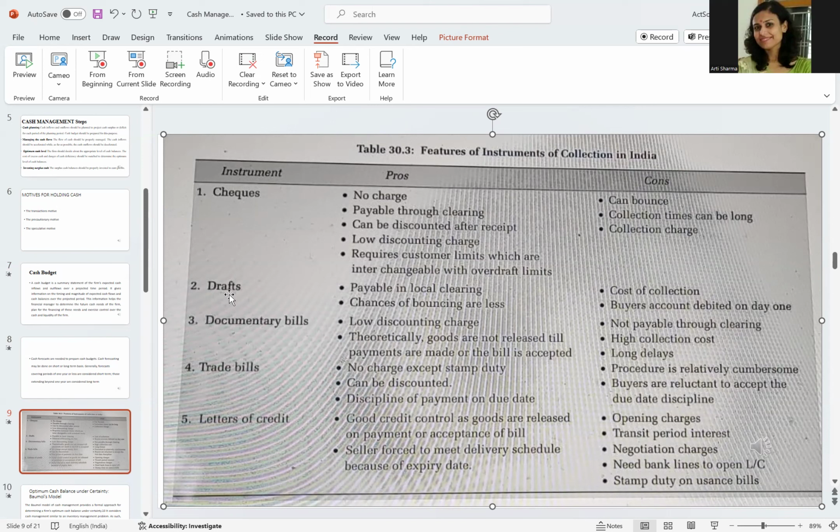Second are the drafts. Drafts, these are payable in local clearing and chances of bouncing are less. And the negative thing related to drafts is that it has some cost of collection. And second thing, buyer's account is debited on day one. Then the third are the documentary bills. And similarly, the trade bills and the letter of credits.